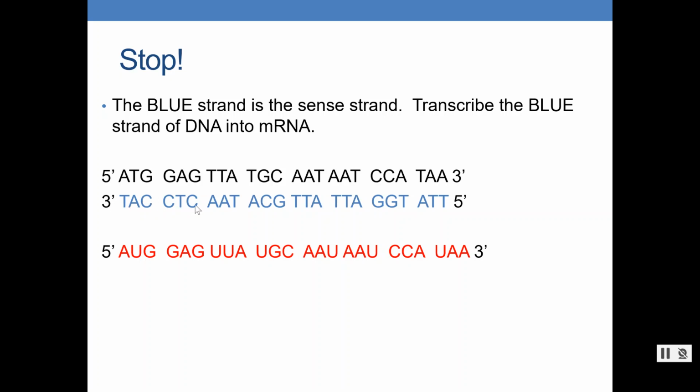Now, do note that in the cell, there's no sign that says sense strand. In the cell, the RNA polymerase can find the promoter, and the promoter is on the sense strand. That's how the RNA polymerase knows which one is the sense strand. But for our shorthand purposes, I'll need to tell you which is the sense strand. You then transcribed it into mRNA, replacing thymines with uracils. We have a single strand here, and so that's what you did.